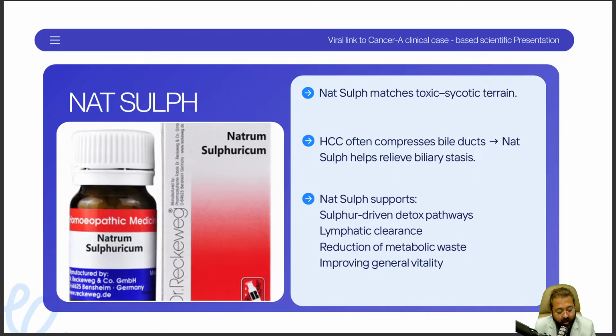Now, we visit physicians like oncologists. What they say is it's a DNA damage caused mutation. Then what will we say in homeopathy? It will be called a syphilitic loss of form. Okay.